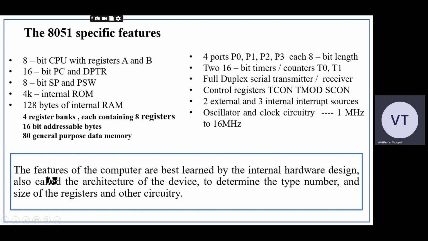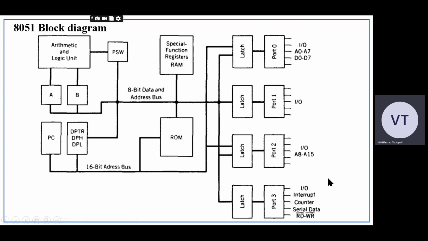All these features of the computer are best learned from the internal hardware design. So we are going to see the hardware design as a block diagram, and with the help of that block diagram we are going to understand the features of this microcontroller. That is what is called the architectural block diagram of the 8051. Let me read out the names of these blocks.